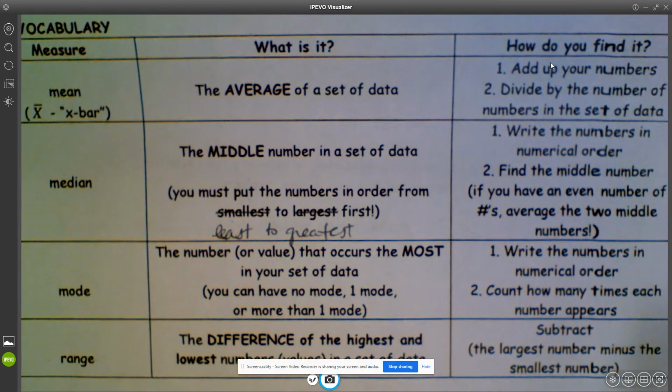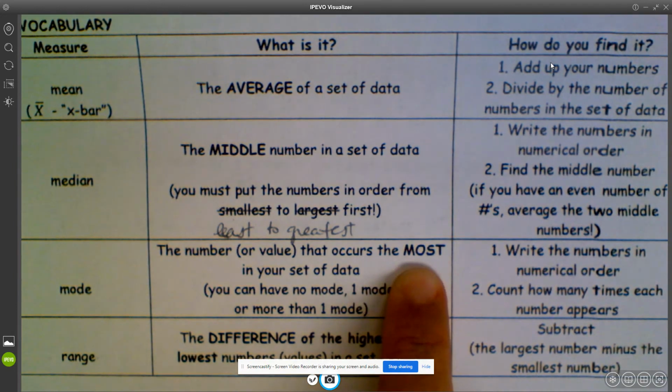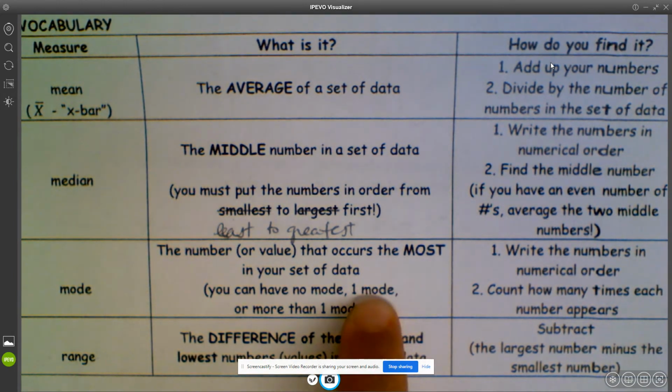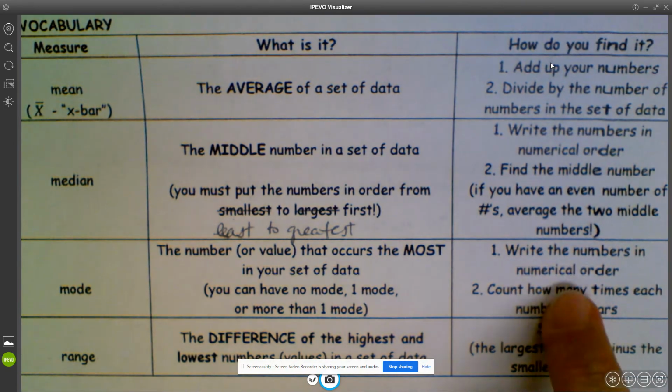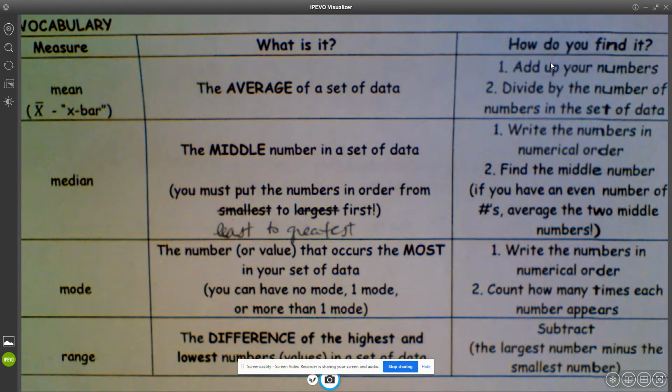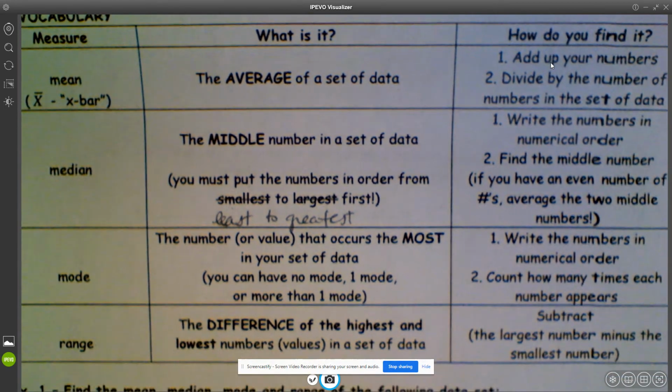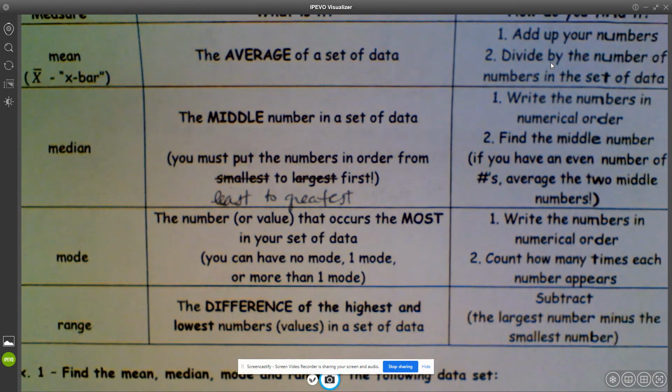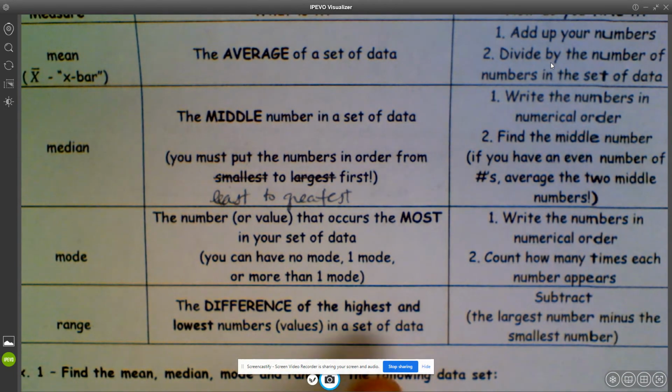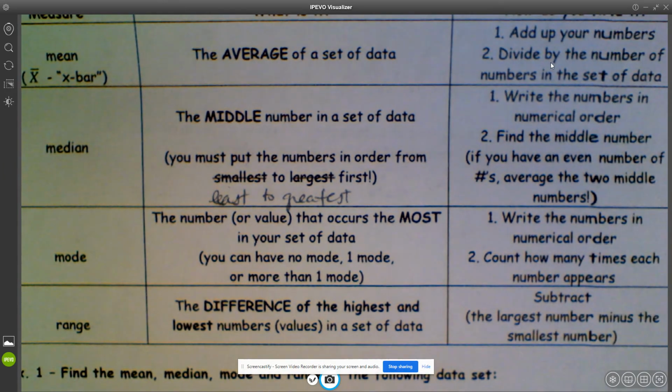The mode is the number or the value that occurs the most. Sometimes you'll have one mode, you can have more than one, or sometimes there will be no mode at all if nothing repeats. Again, the best way to do this is to write them in order and see how many times each number shows up. And then the measure of spread is the range. That'll be the difference between the greatest and the least numbers, so you'll take the larger number minus the smaller.